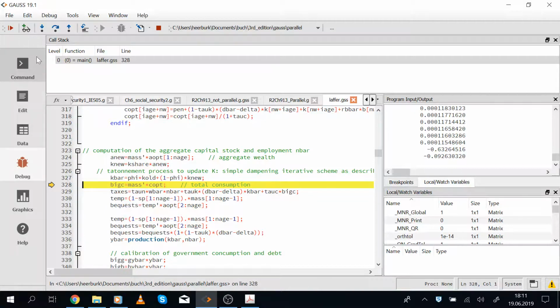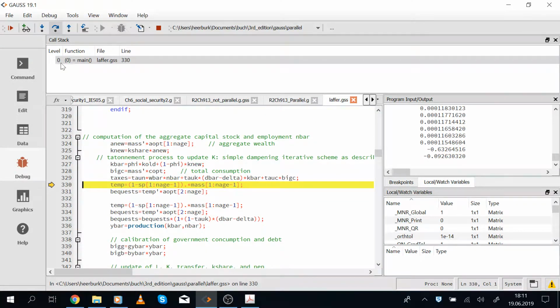We also update our aggregate consumption here, big C, which we will use to compute total taxes. Total taxes are wage taxes, tau n times wages times aggregate labor. Taxes on capital income, tau k, which is on interest income on capital. Depreciation is tax exempt, so we can reduce our tax payments by depreciation. And we have to pay taxes on consumption.